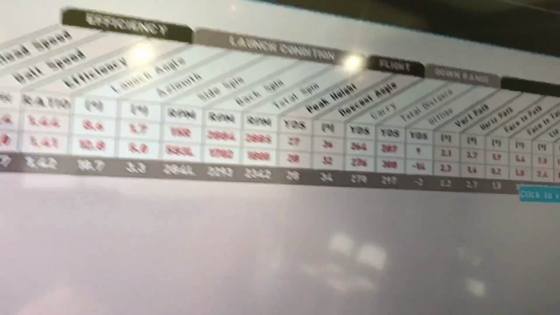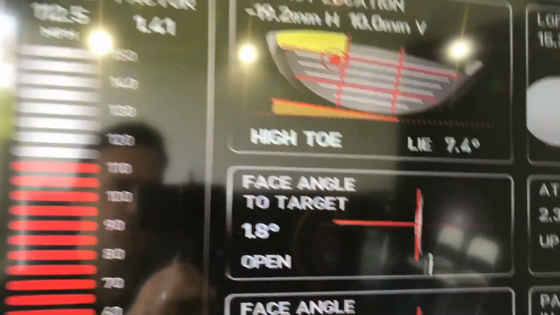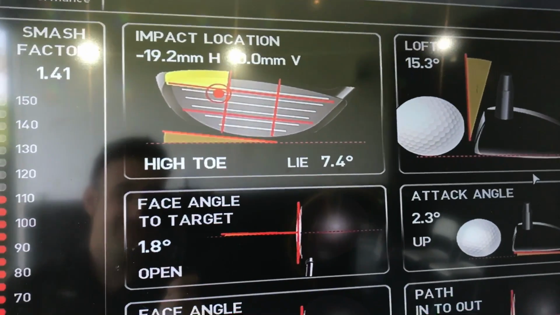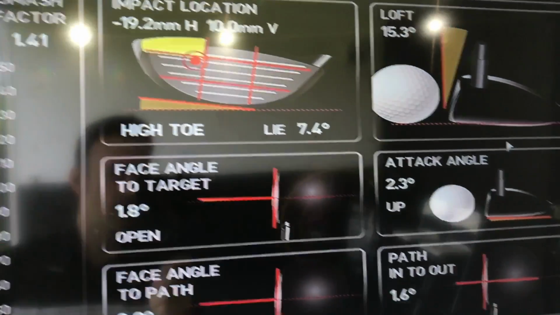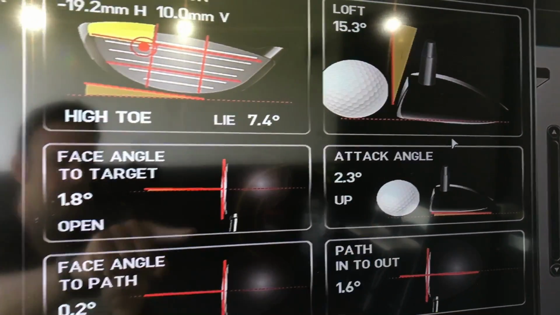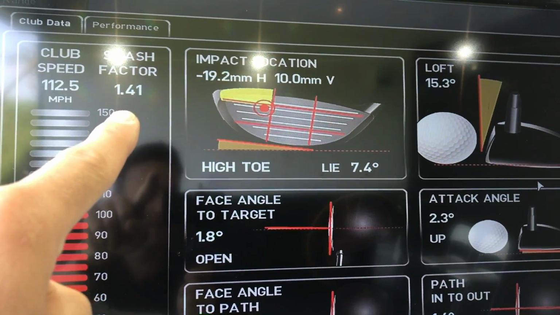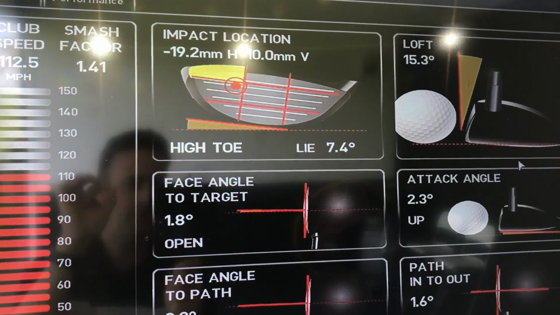So let's have a look at strike on that one. Just delve in and go into strike. There we go. So there's that slightly toe strike. So I've missed middle by a fair bit there, to be honest. Again, AoA 2.3 on the up. Okay, path in to out slightly, which is good. See, my smash wasn't as efficient there because I didn't hit the middle of the golf club.